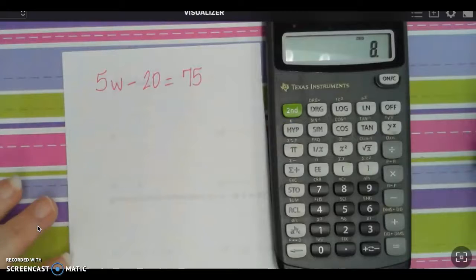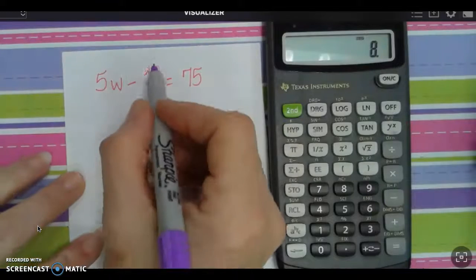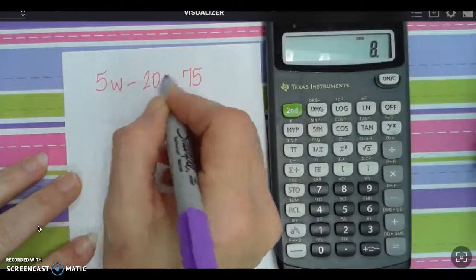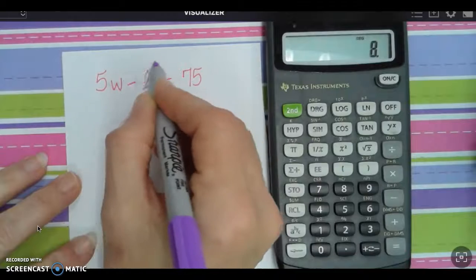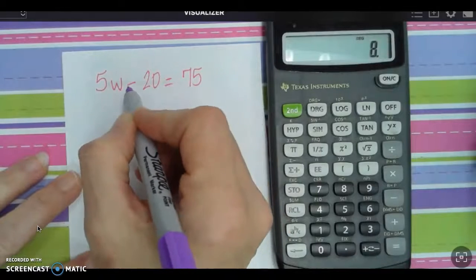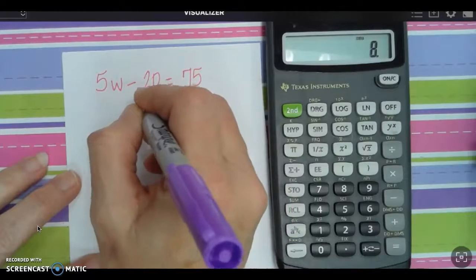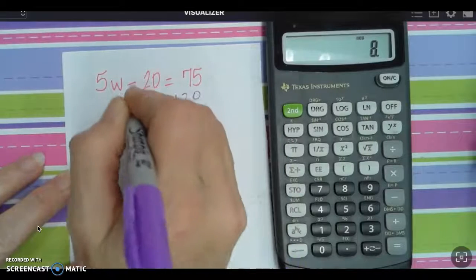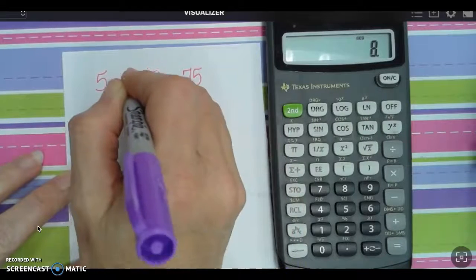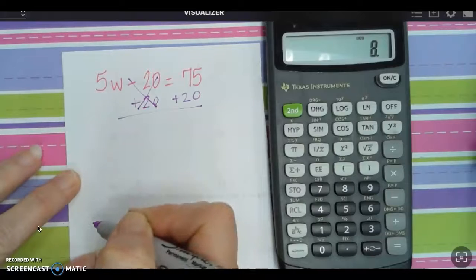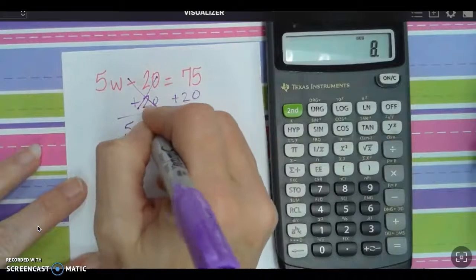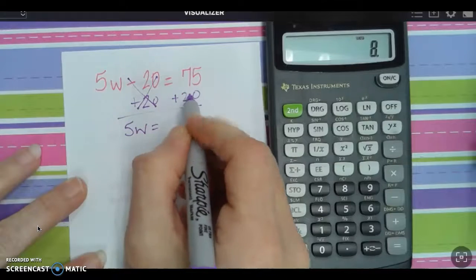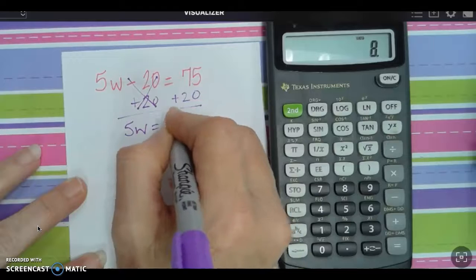All right, on this one, again, we want that w by itself. So this is a minus 20 or a negative 20, either way you want to look at it. So to deal with a negative 20 or a minus 20, we need to add 20 to both sides. What we do to one side, we do to the other. So a negative 20 and a positive 20 equals 0. So we've canceled that out. So we've got 5w equals 75 plus 20, which is going to be 95.